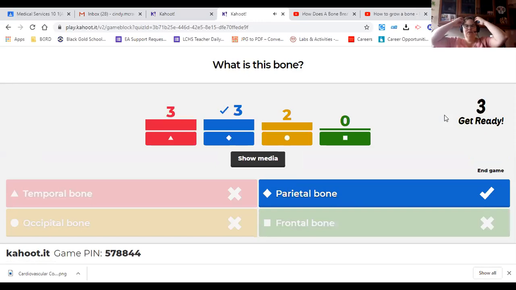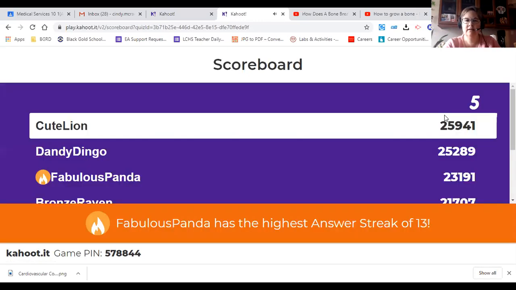Side bone is the parietal bone. Oh, our top 4 stayed where they were. There is very little space between number 1 and number 2 here.